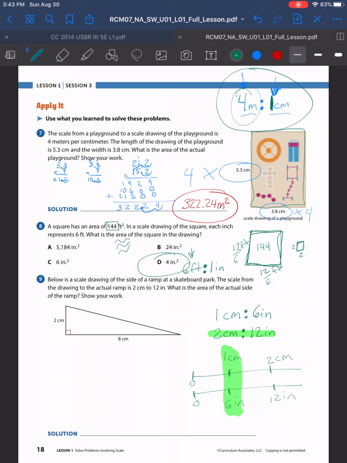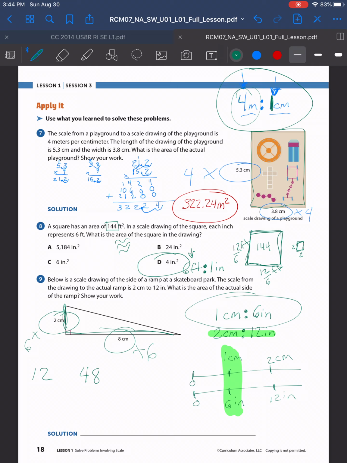Now that I have a unit rate, I can use that 6 inches to find the actual. So I'm going to take this and multiply it by 6, and I'm going to take this and multiply it by 6, because now I have a unit rate. 6 times 2 is 12. 6 times 8 is 48. But now that's just the new length and width. I need to now find the area.